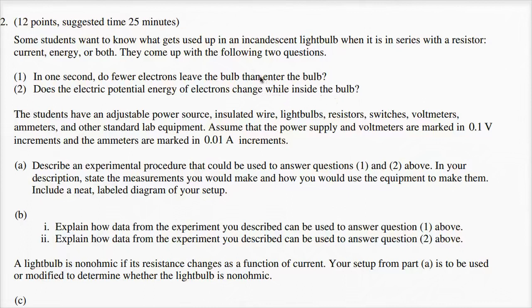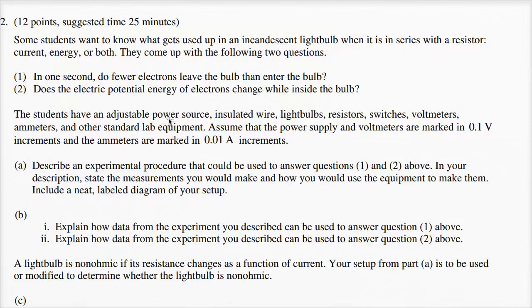So this first question is really a measure of current, because current is how much charge per second is going through a particular part of our circuit. So charge per second is what you could also think of as electrons per second. So current's going to measure the first one. And the electric potential energy of the electrons, well, that's going to be voltage. Does the voltage change? Is there a voltage drop when we go from one side of the bulb to another?